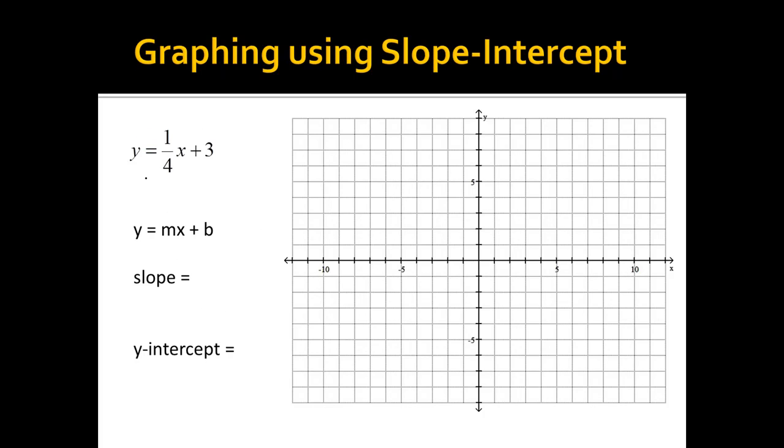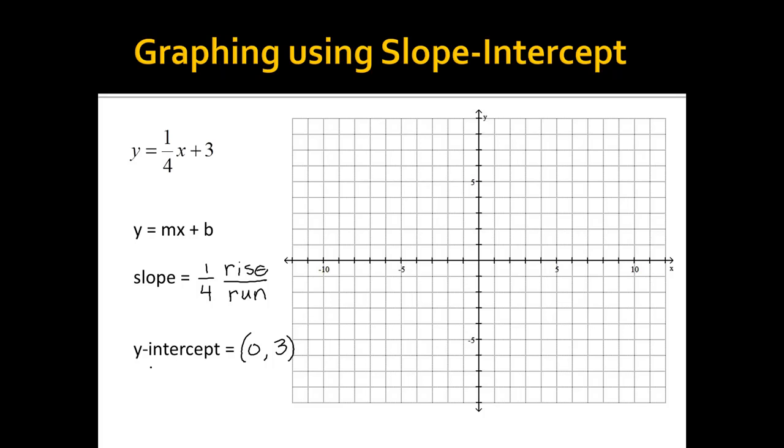Okay, in this case, we're going to graph a line that's in slope-intercept form. We've learned about the form. We know it's y equals mx plus b, where m is the slope, b is the y-intercept. So the slope of this line is 1/4. That's rise over run. My y-intercept is positive 3. I know that because it's the constant. I have an x-coordinate of 0, a y-coordinate of positive 3.